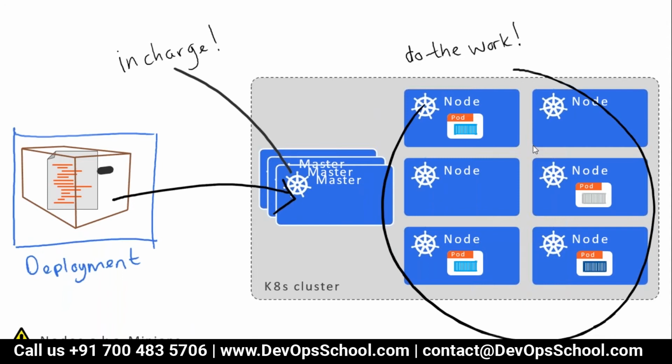So we have a cluster. The cluster has a master and the worker. Worker means node here. Master is also a node: master node, worker node. The node has a pod, and the pod has a container. We have a deployment package which comes from outside, is sent to the master, and the master does the work. So master is in charge and the node is doing the real work.